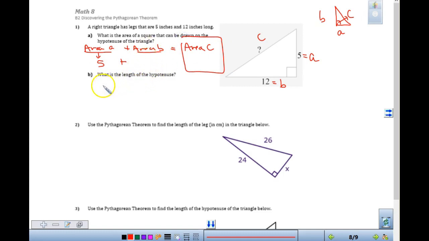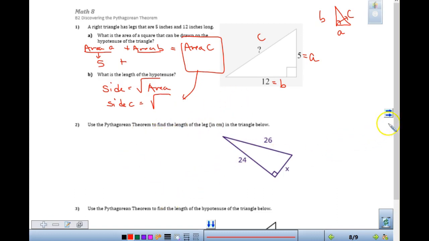Down here, I would like you to write down side is equal to square root of area. Anytime you go to find the side length, so when we go to find side C, that's what they're asking us, the hypotenuse, you have to take the square root of whatever your area was in question 1, correct?